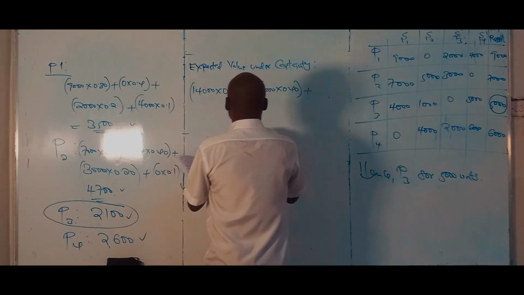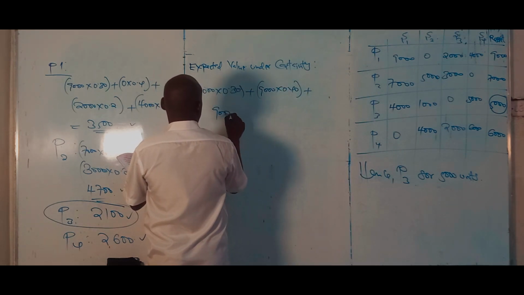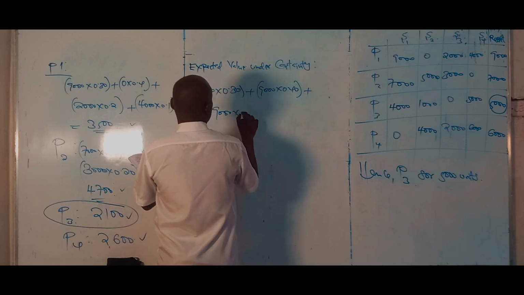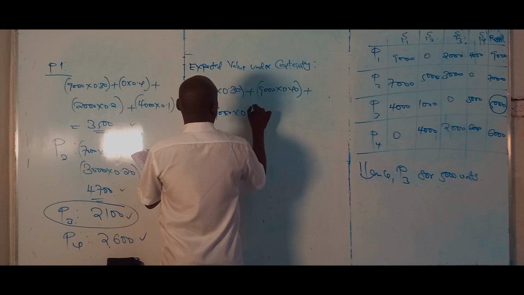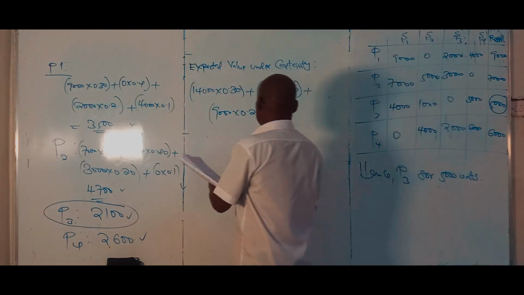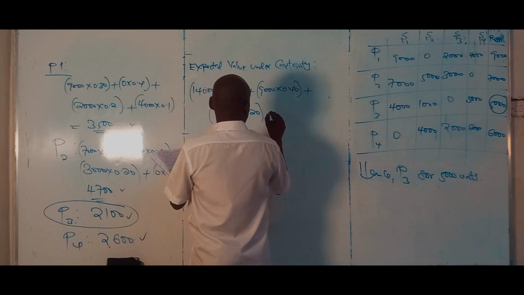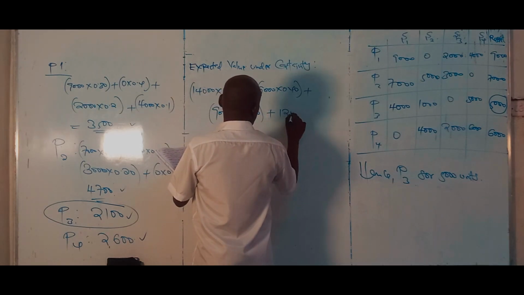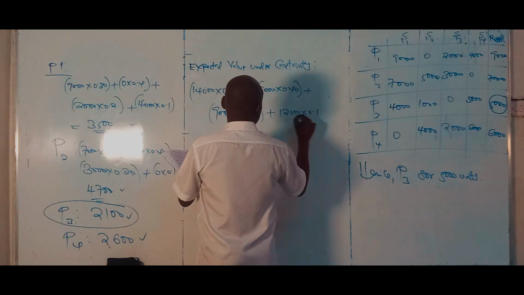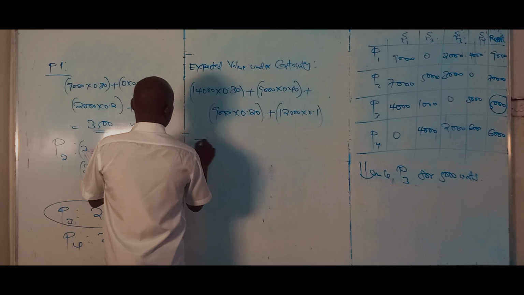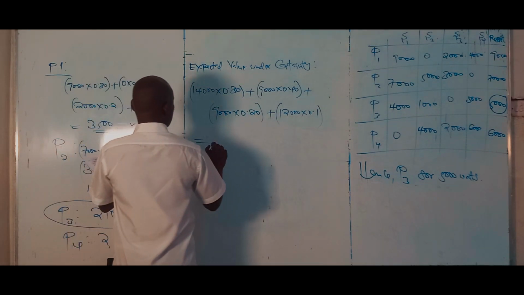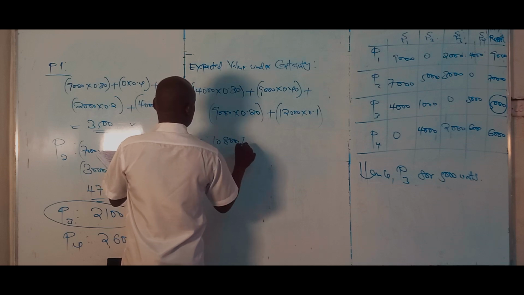plus the third one again is 9,000 times the probability, which is 0.20, plus the fourth state we had 12,000. 12,000 is the value we picked. So 12,000 times 0.1. Now, if you work this out well, then the value you should be getting is 10,800.